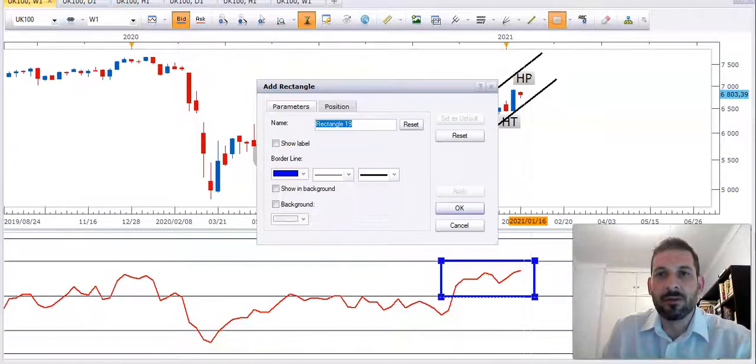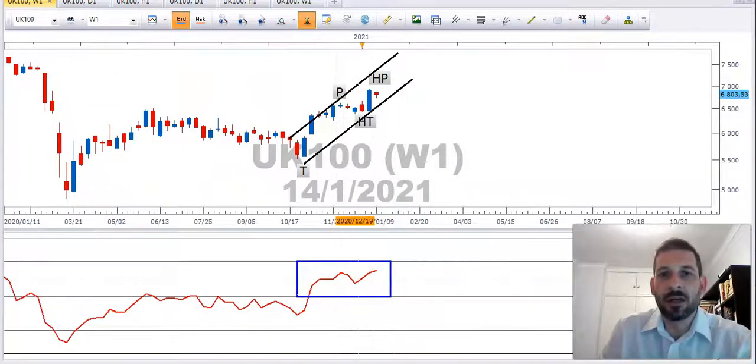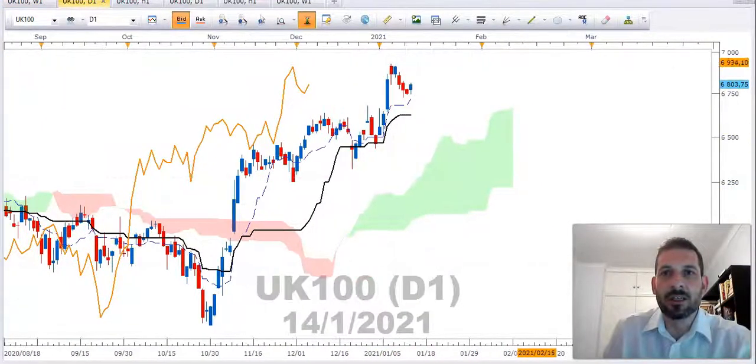Take a look at the RSI. RSI is above 50. As long as the weekly chart stays above 50, there would be an underlying general positive momentum. Let's just go down to the daily chart. This is the Ichimoku. Just want to put in some line studies here.